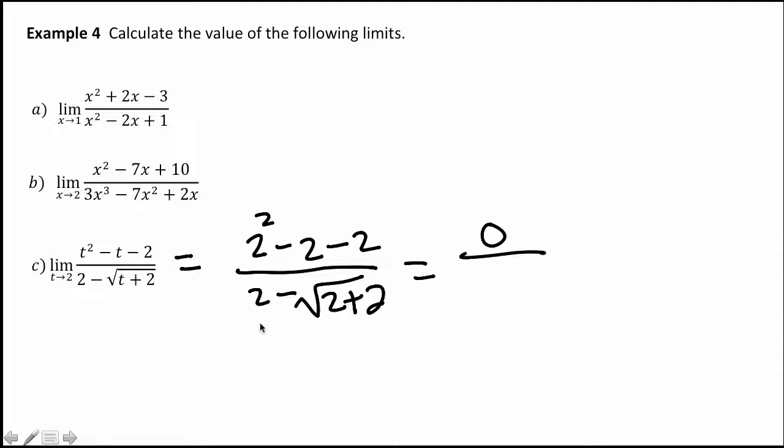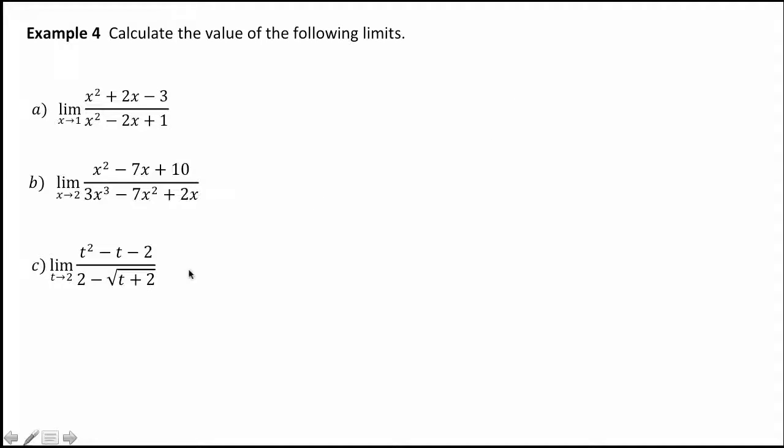So a lot of 2's here. We have 2 plus 2 is 4. Square root of 4 is 2. 2 minus 2 is 0. So we get 0 over 0. Yay. So now, that means we have to figure out what to do. This top part is a polynomial, so we can probably factor that. Now this part is a radical. So that means we're probably going to have to rationalize the denominator here.